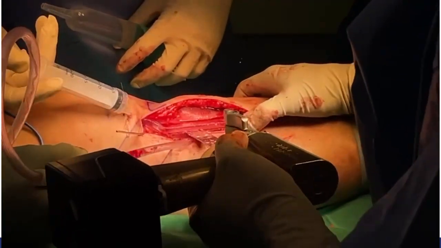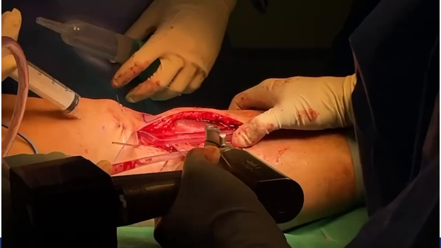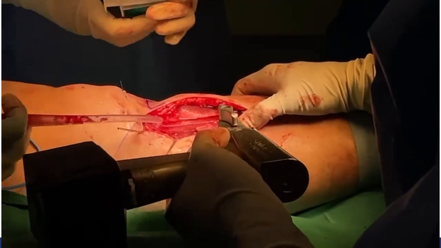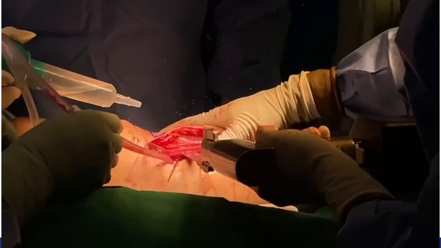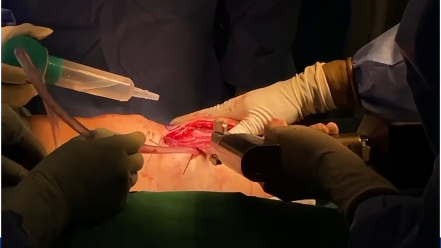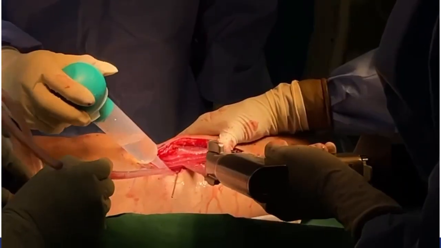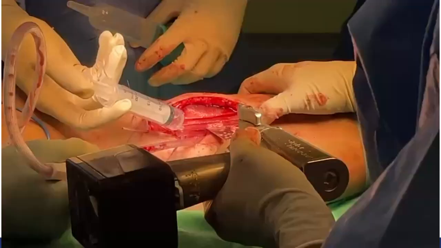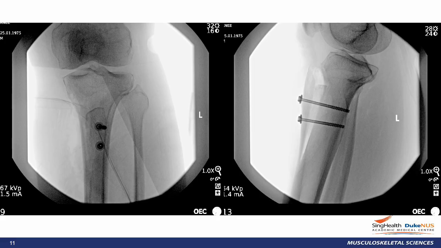The osteotomy cuts are then made with the saw, using the jig as a guide. Constant irrigation with saline is given during the saw cuts to prevent overheating and osteonecrosis. Under gradual distraction, anteriorization of the tibial tuberosity of 10mm is achieved.